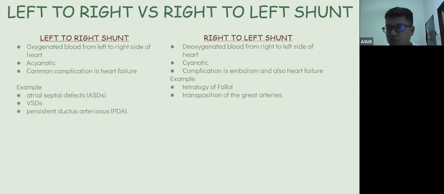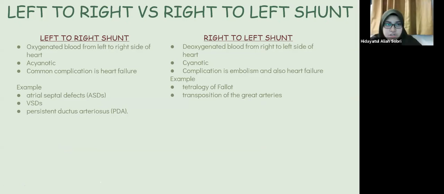Next, I will explain about the left to right versus right to left shunt. So what is a left to right shunt? A left to right shunt is the flow of oxygenated blood from the left to the right side of the heart.